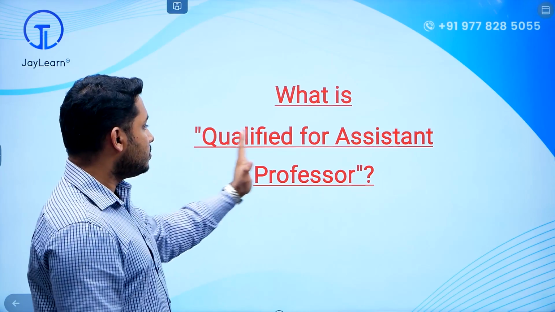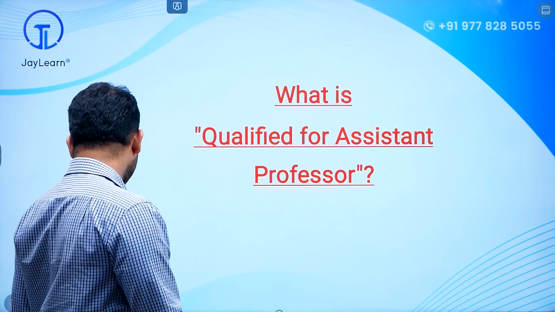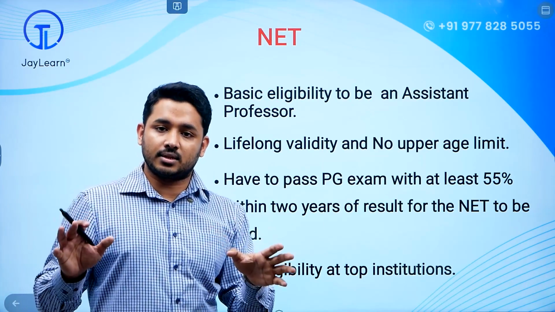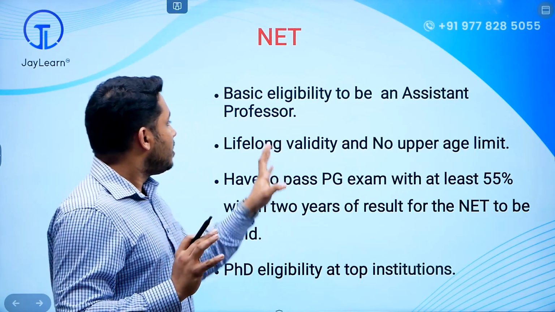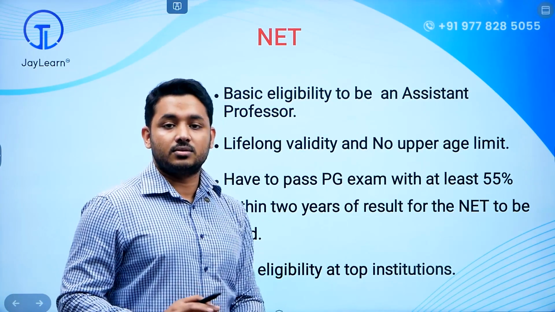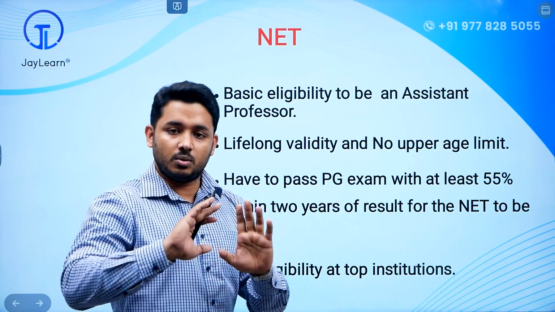All right. So what is qualified for assistant professorship? Let's look. NET. That's basically what's called NET. That's the basic qualification. That's the basic eligibility to be an assistant professor. All right. So that's the basic eligibility. That's what we want.